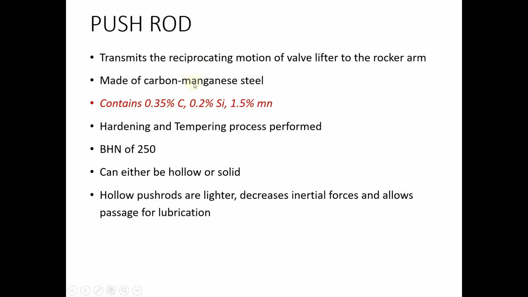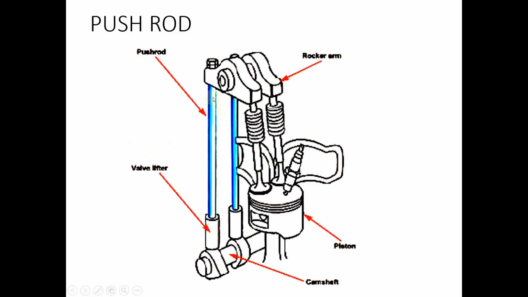and the push rod is made up of usually carbon manganese steel and has a Brinell hardness number of 250. So this push rod usually undergoes a rocking mechanism, and due to this, the push rod and the valve lifter, such components should have sufficiently high strength so that failure does not occur.